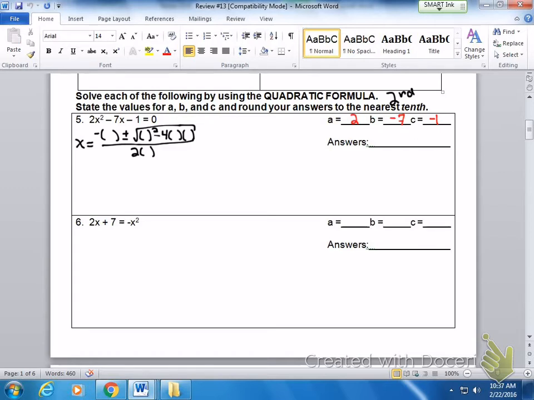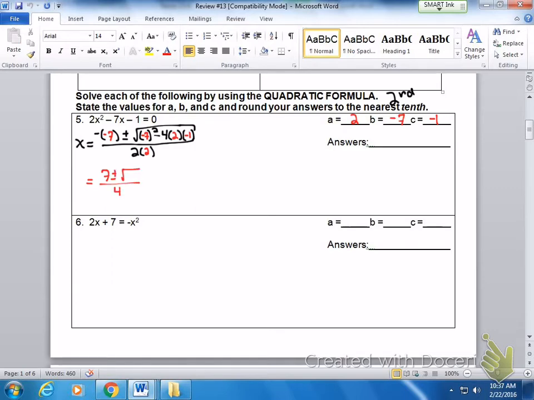The first one is negative times b, which is negative 7, plus or minus the square root of negative 7 squared minus 4 times a, which is 2, times c, which is negative 1. And all of that is divided by 2 times a, which is 2 times 2. So make sure you do that. This isn't a multiple choice test, so if you do that, I'm giving you a lot of points already.